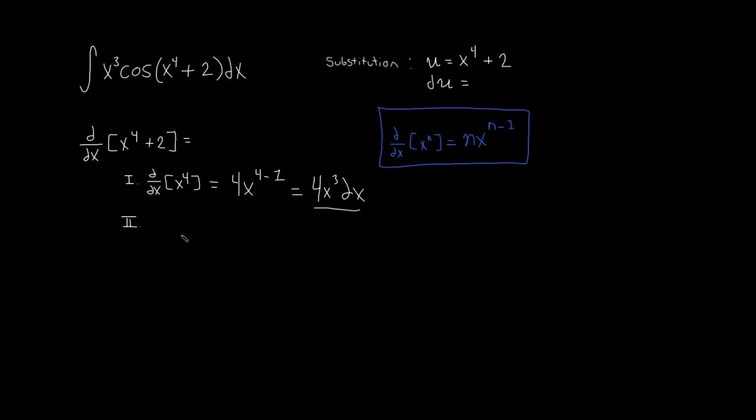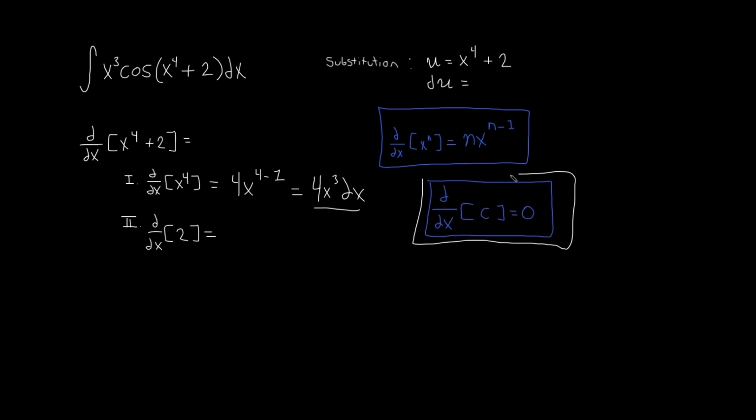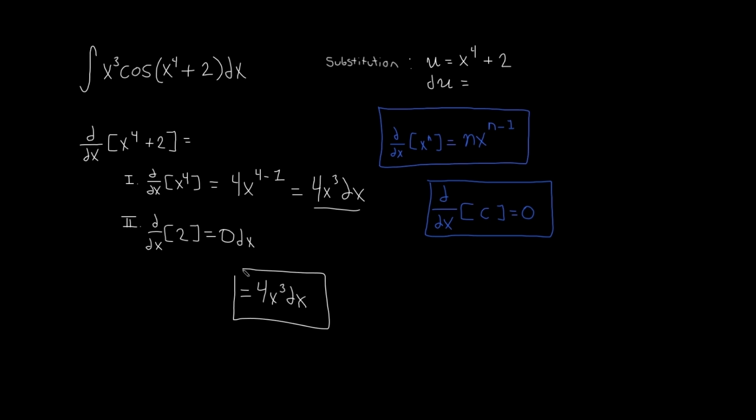Now we'll take the derivative of the second term, 2. Since 2 is a constant, the derivative of 2 is going to be 0. Now we'll add the derivatives of the first term and the second term together. What we'll be left with is 4x cubed dx. 4x cubed dx is going to be du.